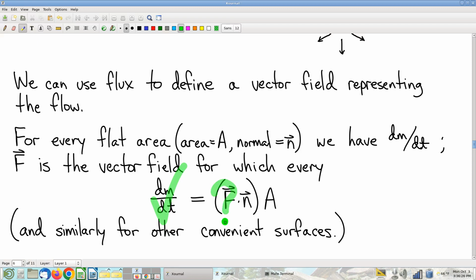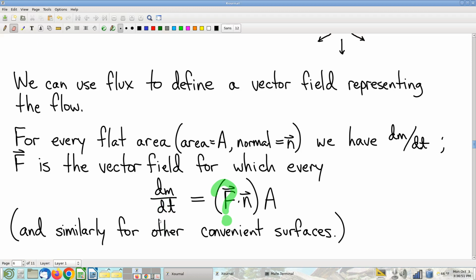And the answer is yes, sure. The vector field is whatever vector field makes this work. Not exactly going to solve for it in this equation, it's different in every context, but we're going to be able to do some reasoning that will allow us to sort of reverse engineer what that vector field is based on observed dm/dt's.